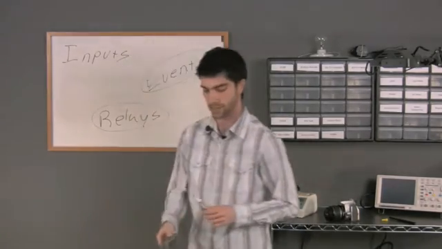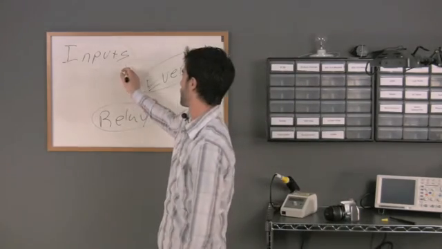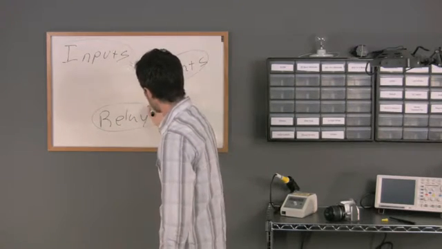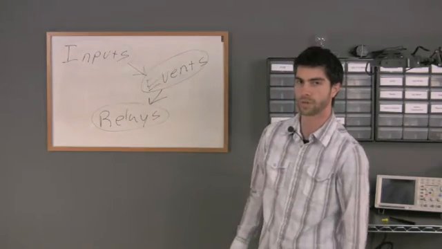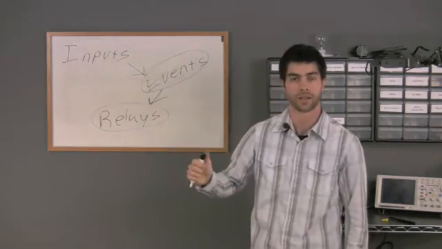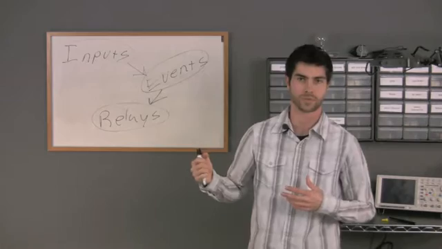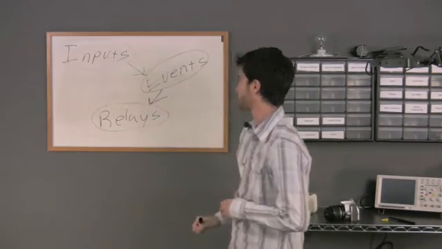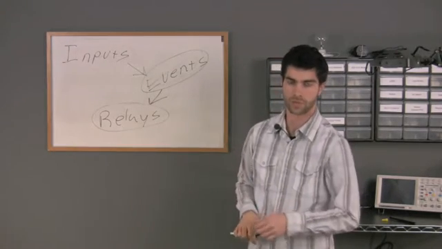Now that's really easy, but let's talk about something that might be a little more complicated. How about an input that triggers an event, and then the event controls the relays? So the input doesn't actually control a relay. The input actually controls an event, such as a timer. Then we can have the timer control the relay. So this is how logic would travel through the reactor if you were using a timer and you were triggering that timer with one of your inputs.